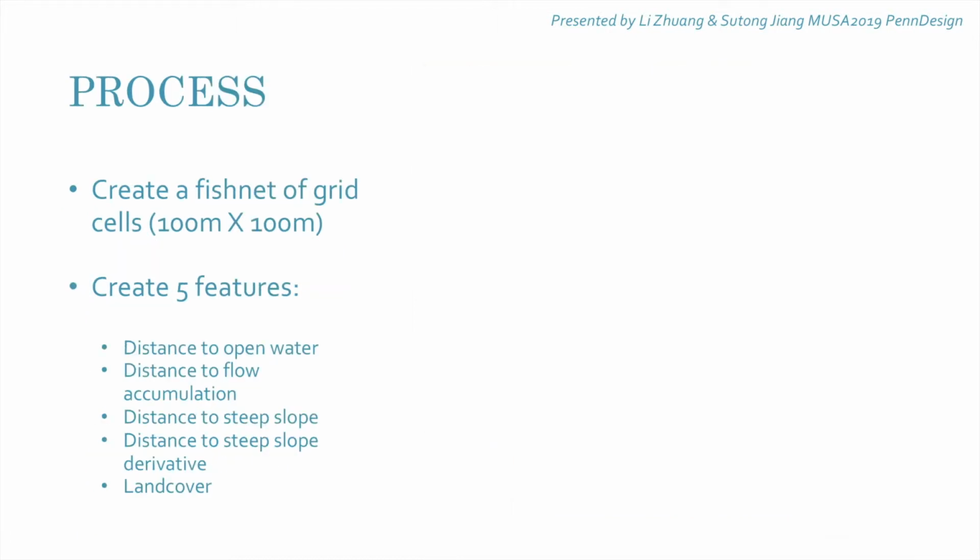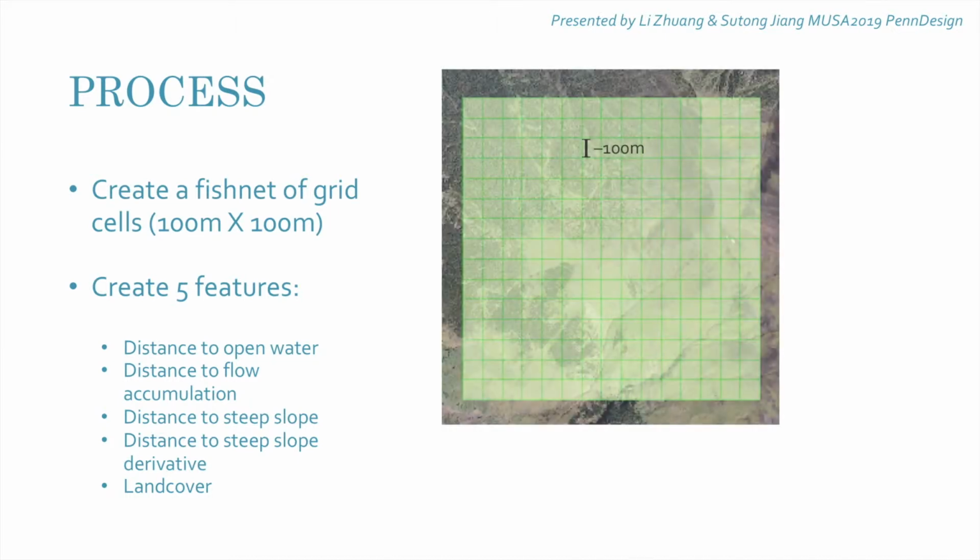So, for the model, first, we create a fishnet of grids with side length of 100 meters and apply it on the Calgary flood area. As the dependent variable, if the majority of the grid cell is in the flood area, then it gets value 1. Otherwise, the value is 0.